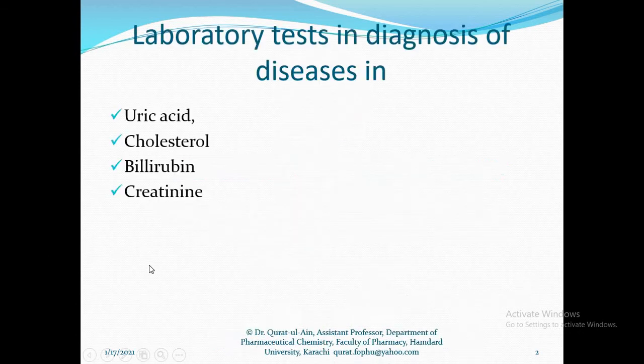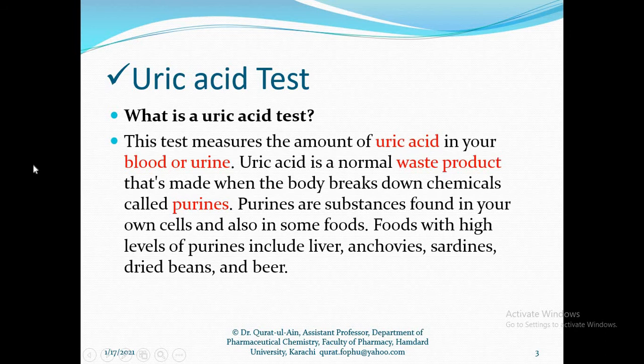So in this lecture we will be studying four types of tests. One is the uric acid test, one is the cholesterol test, one is bilirubin, and the creatinine test. The first test is the uric acid test. The first question is, what is the uric acid test? First of all, we have to know what this test is.